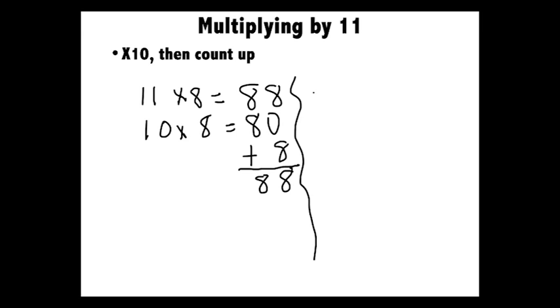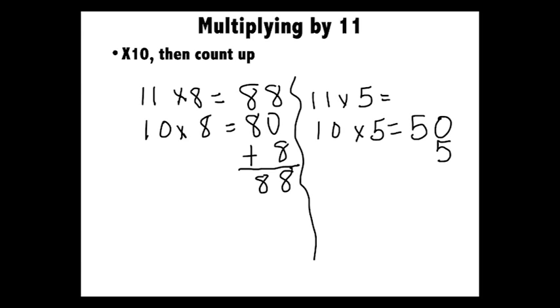Here's one more example. Let's multiply 11 times 5. If I don't know the answer to that, I might know the answer to 10 times 5. 10 times 5 is 50. Then I would just have to add another 5 to 50 in order to get 11 fives. 0 plus 5 is 5. Bring down my other 5. 11 times 5 is 55.